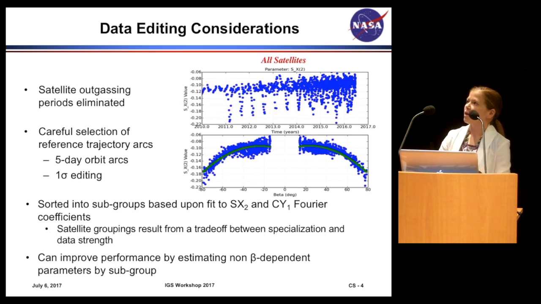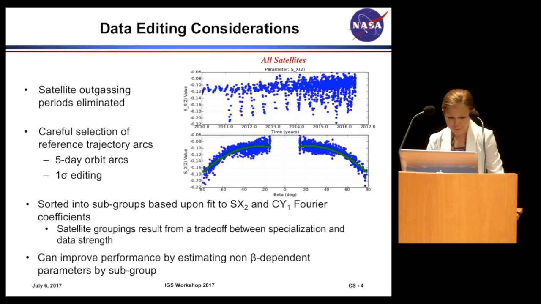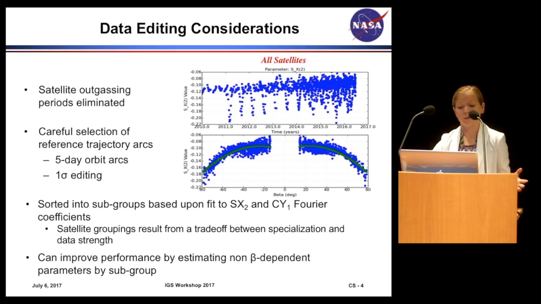To illustrate this, in the figure you see the SX2 parameter fit for all satellites at once, and then if, for example, you look at an individual satellite, you see a very different shape. It's much more linear here, whereas before it's a more parabolic shape, and the magnitude of the SX2 parameter can vary quite a bit between satellites. We can also improve the performance of the model by estimating those non-beta angle dependent parameters by subgroup. Certain subgroups prefer those to be estimated with the entire block of satellites, and certain ones perform better when that's estimated independently.